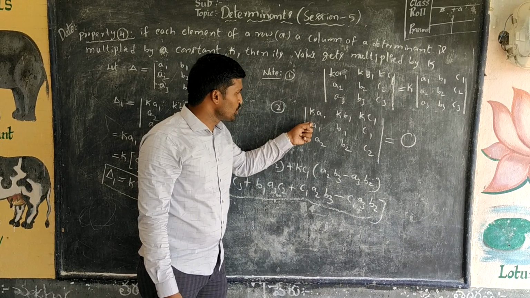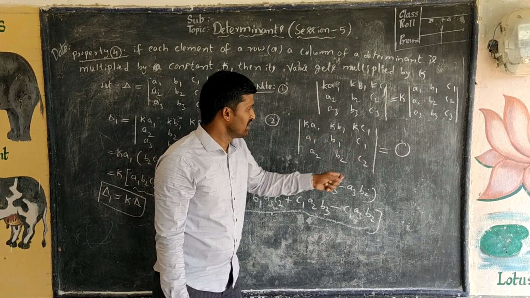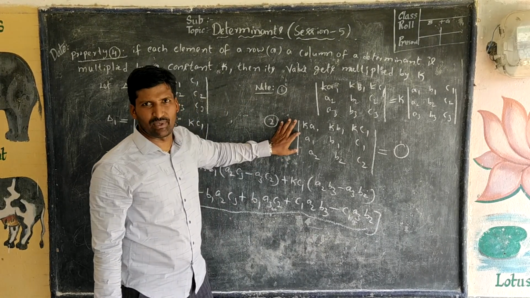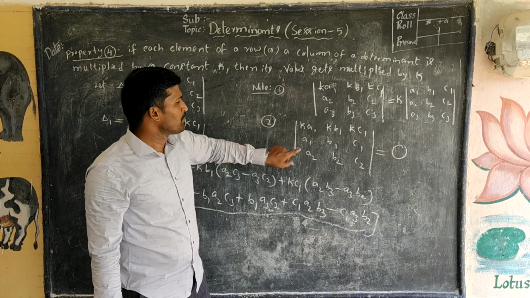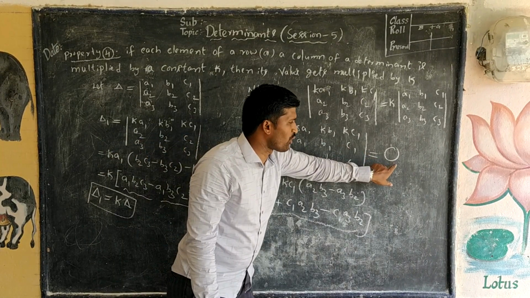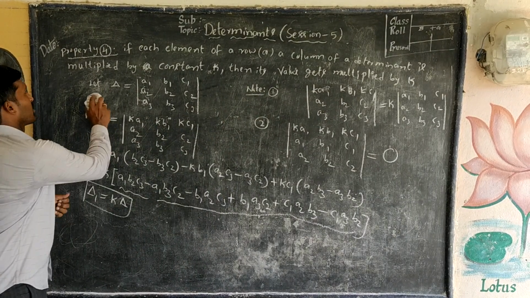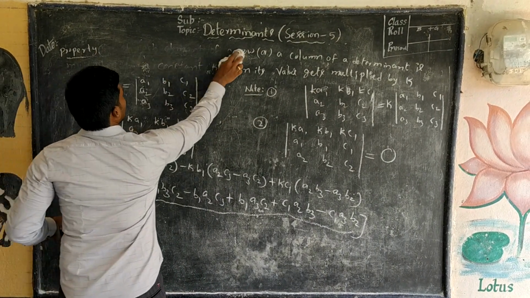Proportional means the 2 rows or 2 columns are in the same ratio. Each element you can verify. Now here R1 and R2 are both proportional, because the proportionality constant is clearly k. Then the value of the determinant is 0. Then coming to property number 5.